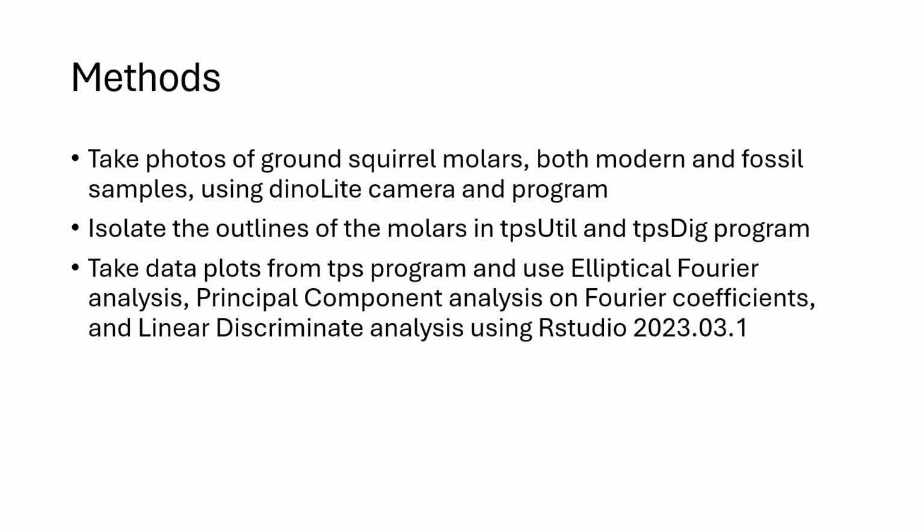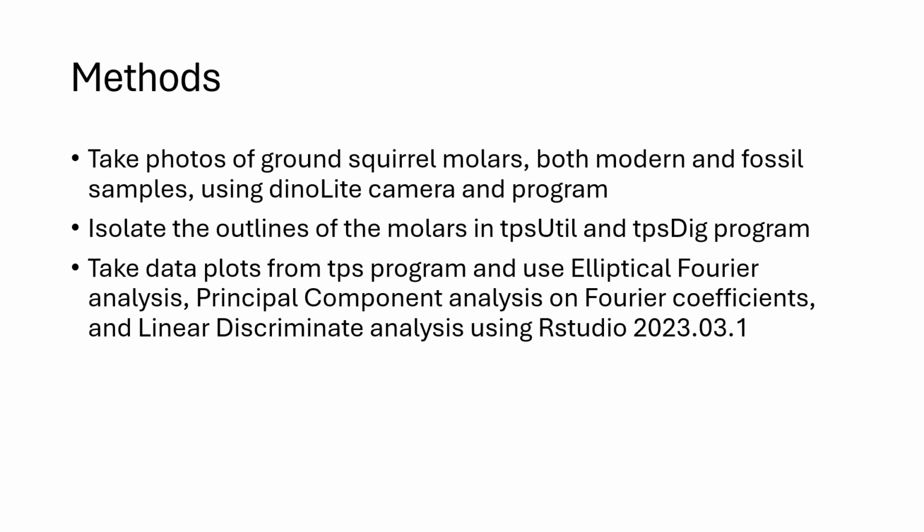So we take photos of both the first molar of the ground squirrels in both the top and bottom, so usually nicknamed the M1 molar, and also the fourth premolar, which is usually at the end of the molar line, if not right before the end, usually nicknamed the P4. We would use this device we have called a dynolight that is a camera and program that we use at the lab, and it was quite effective in taking photos for us to scale.